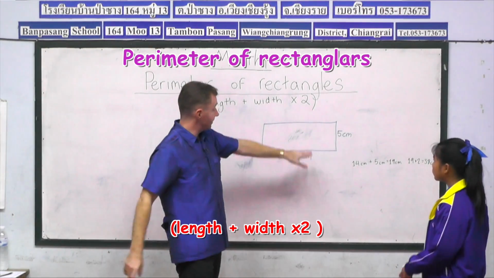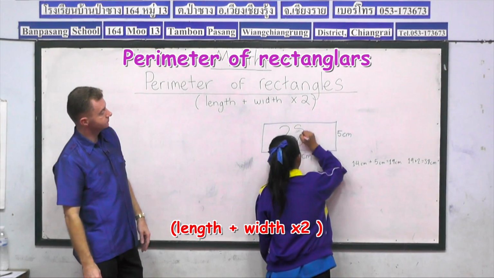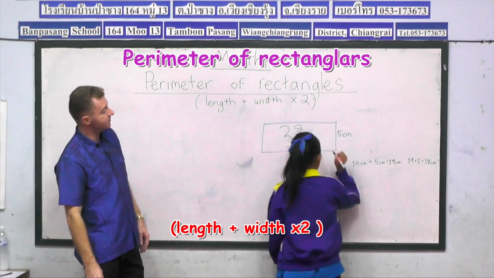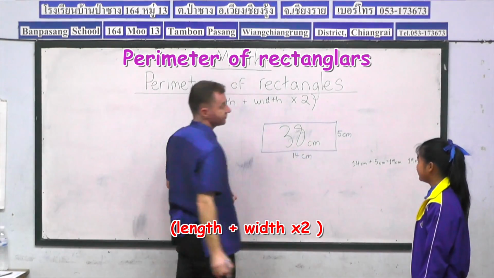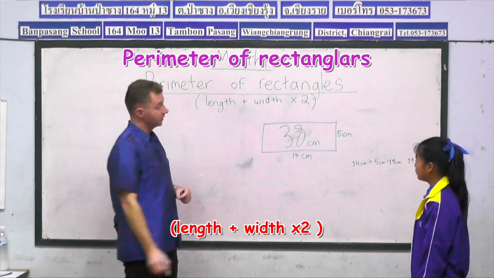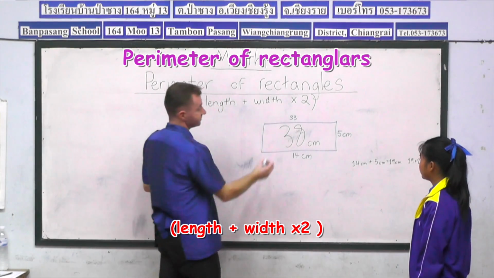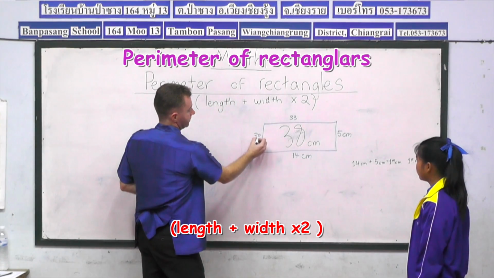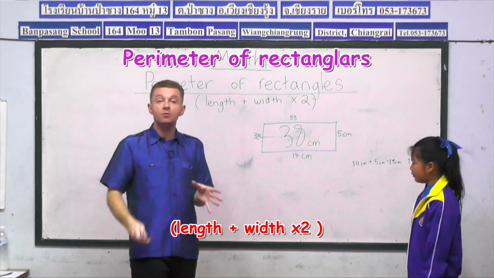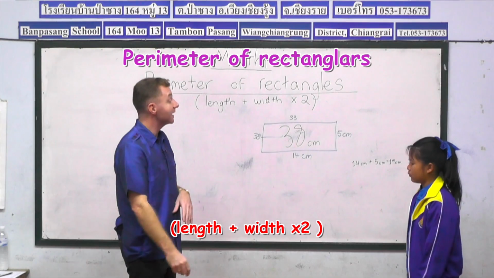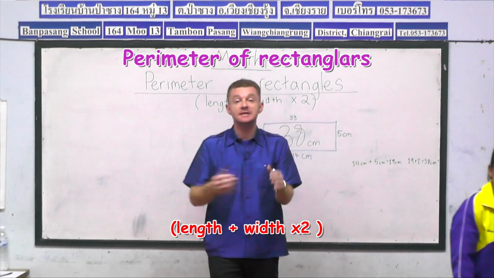So Lakgao, can you write the answer inside the rectangle, please? 38 centimeters. Perfect. And if you don't believe me, we've got 14 plus 5 equals 19. 19 plus 14 would be 33 centimeters. Add another 5. 38 centimeters. So that's how we work out the perimeter of each rectangle. Lakgao, that was brilliant. High five and a big round of applause for Lakgao, please, guys.